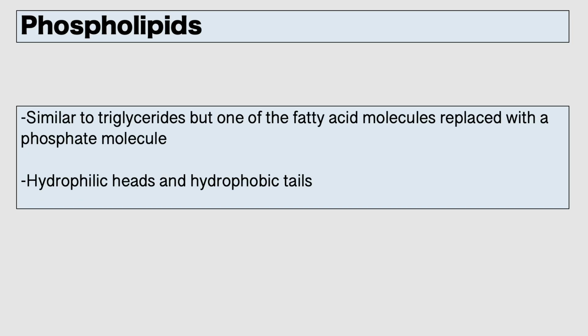Okay, now moving on to phospholipids. Their structure is similar to lipids, but one of the fatty acid molecules is replaced with a phosphate molecule. The fatty acid molecules are hydrophobic, so repel water, and phosphate molecules are hydrophilic, so attract water. So phospholipids have a hydrophilic phosphate head that interacts with the water and a hydrophobic fatty acid tail. Molecules that behave this way are said to be polar because one end behaves differently to the other.